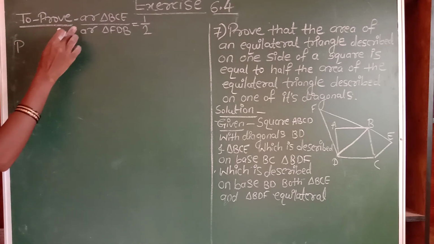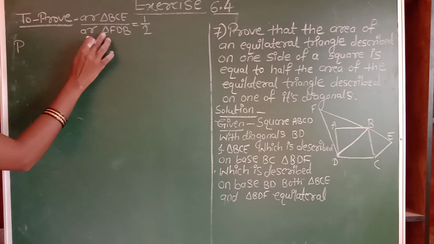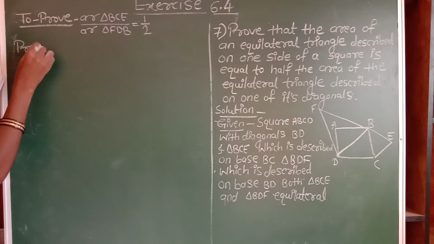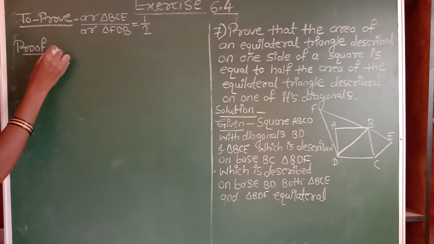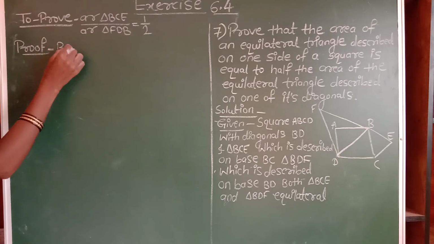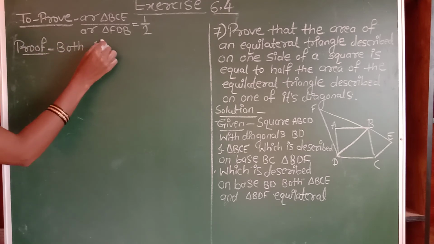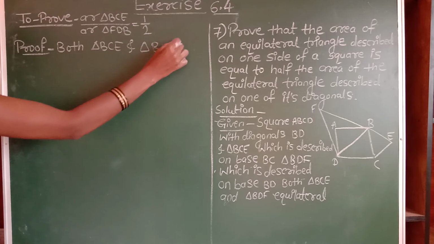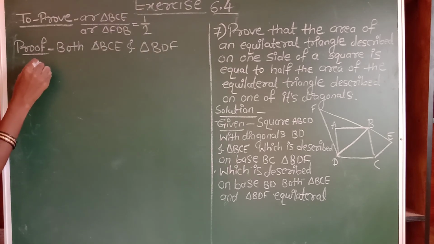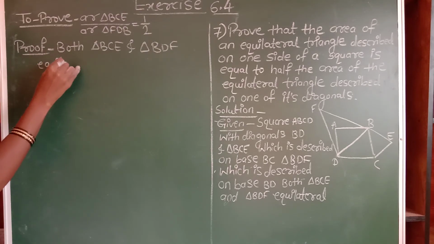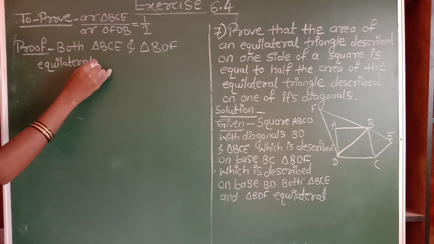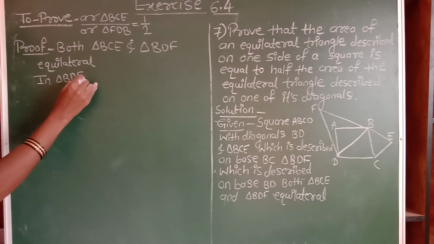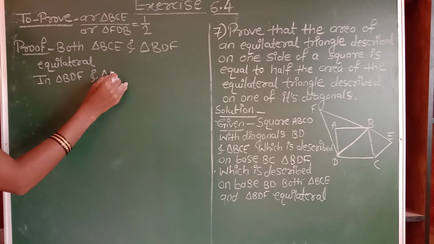Proof. What we have to prove here? Area of triangle BCE divided by area of triangle FDB is equal to 1 by 2. Proof. Both triangle BCE and triangle BDF are equilateral. This is given.